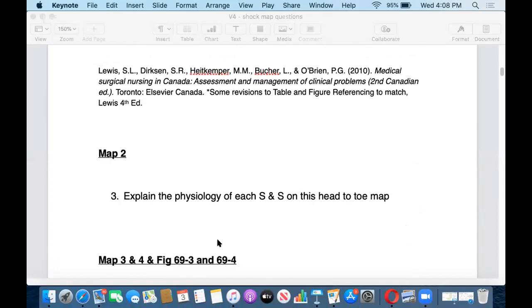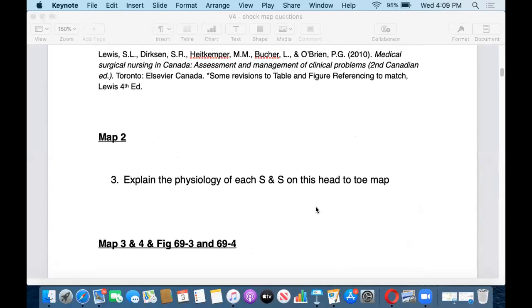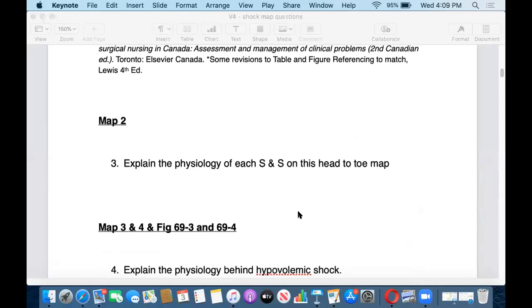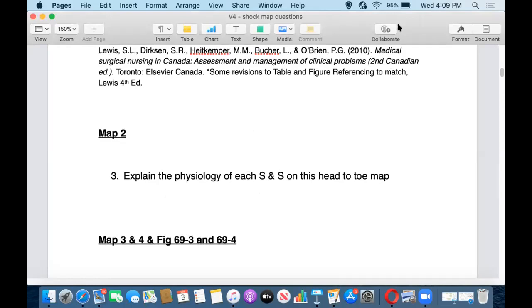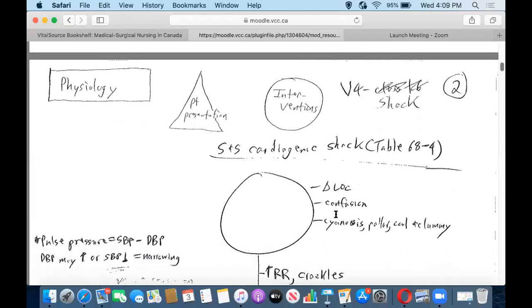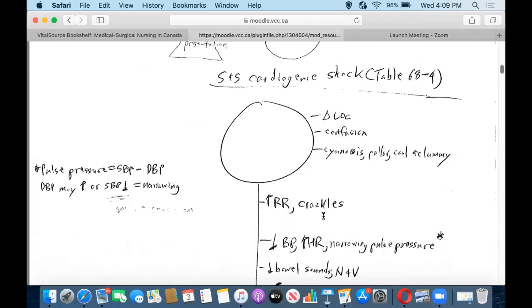Finally, question number 3. I guess we'll kind of wrap all this into that, and that is explain the physiology of each sign and symptom on this head-to-toe map. It might wrap up a lot of what we said. Let's take a look at that. So that's map number 2. So a lot of stuff here for cardiogenic shock based on what we've talked about in this unit and especially previous units should be pretty intuitive if we think about what shock means and the fact that it's cardiogenic in nature.